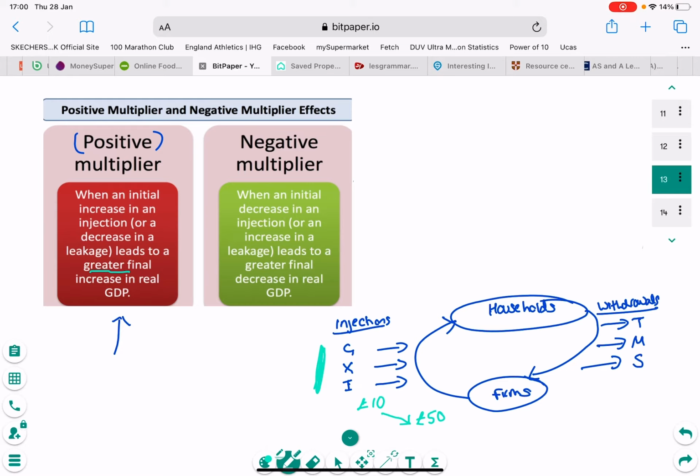The negative multiplier, you see that occasionally but not very often. What that's suggesting is if injections go down, maybe by £10, then national income is going to go down by more than £10. Right? So it might go down by £50 if the value of the multiplier was 5. So let's look in a little bit more detail at what's going on and why.